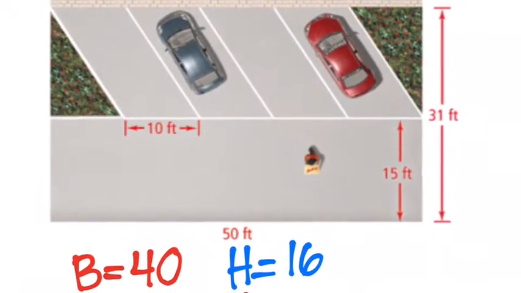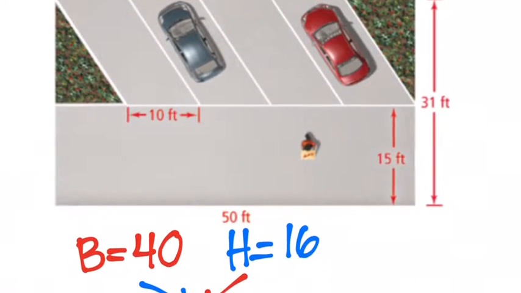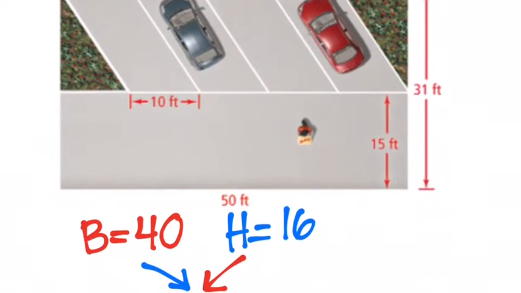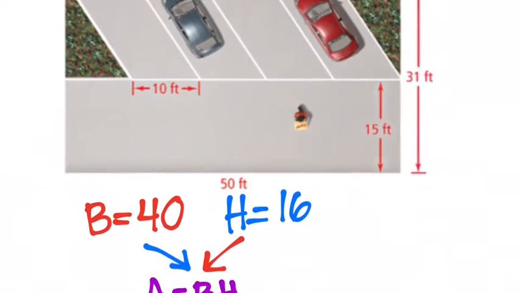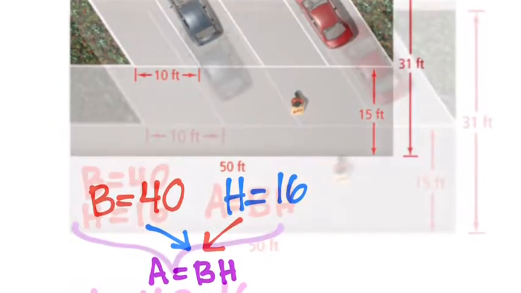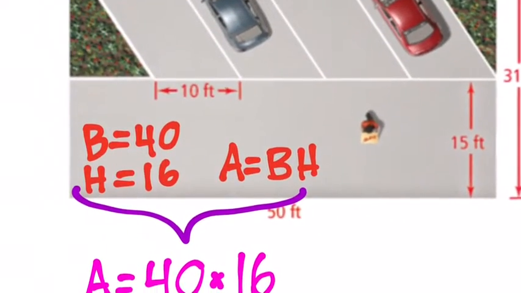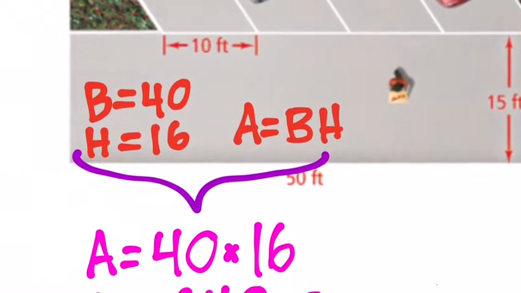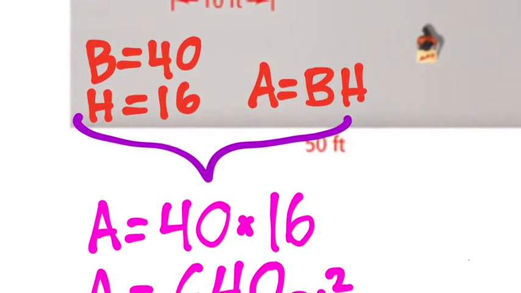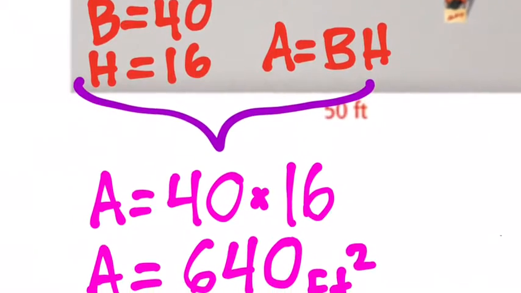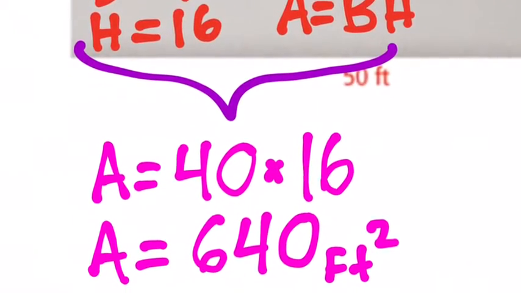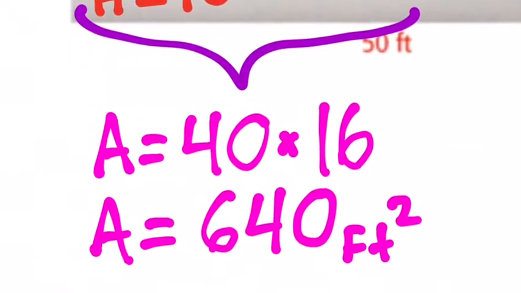We finally have the base and height measurements. Therefore, we can substitute the variables into the parallelogram area formula, A equals base times height. After substituting, we get 40 times 16. Simplify that and we get 640. Plug in the measurement units and the total area for the parking stalls is 640 feet square.